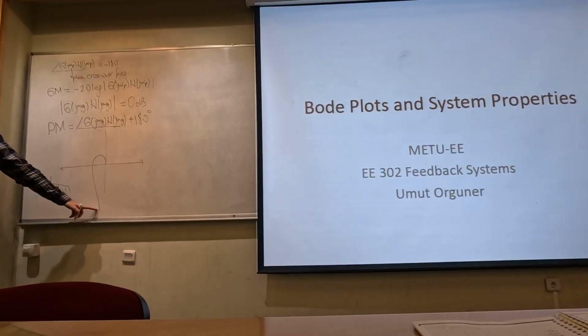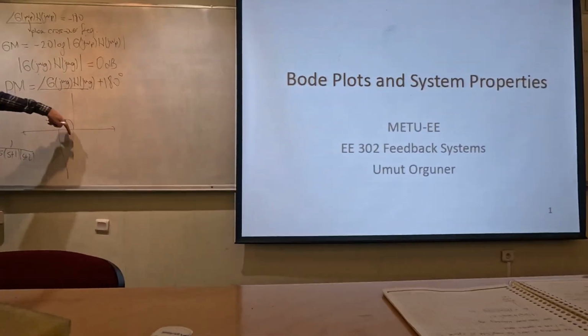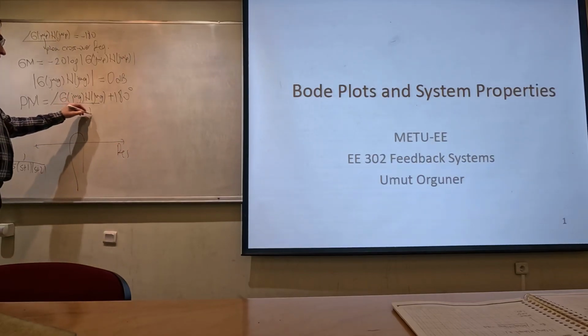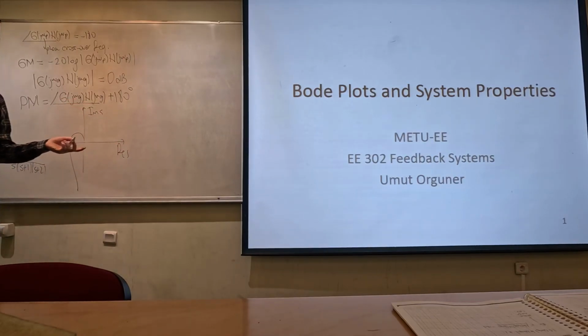It starts from minus 90 degrees and it goes to minus 270 degrees. And here the magnitude starts from infinity and then it goes to 0. Okay? So here, even when I think about the gain margin, phase margin, etc., I always try to draw this figure first, and then I try to think about what is happening.